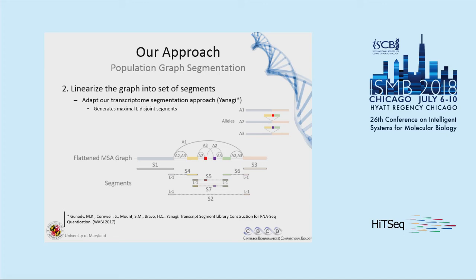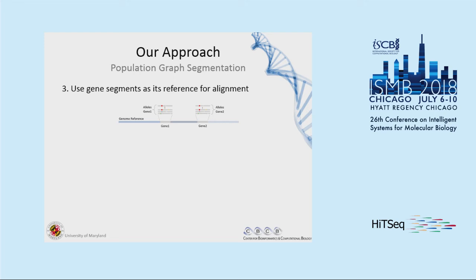What I mean by the segments being L-disjoint is that you can see there are no 2 segments that have overlap in the sequence itself of more than L. And L is the parameter that our algorithm takes. It usually corresponds to the read length. So for example, if at the end we are interested in aligning reads of length 100 or 150 or whatever, this will be the value for L. And by maximal, we extend the segment as much as we can until we reach a branching point in the graph. For further details of how this works, you can either see me at the poster or check the Yanagi work online.